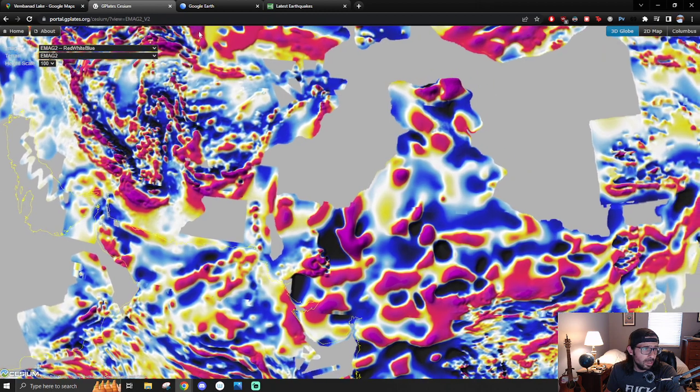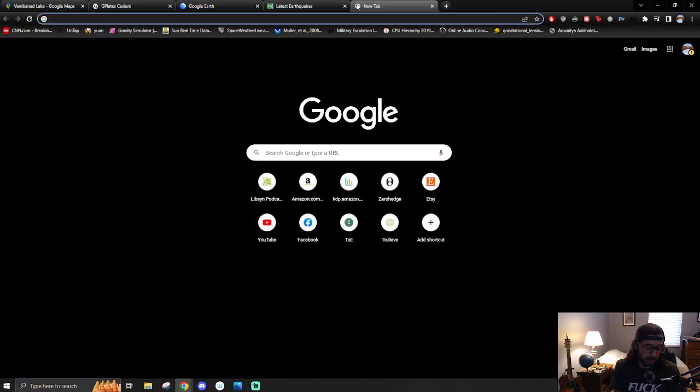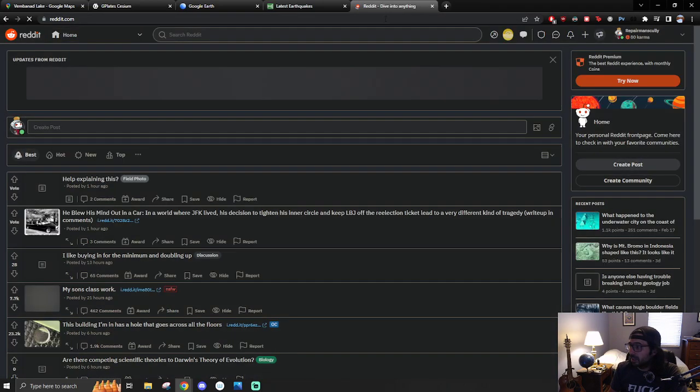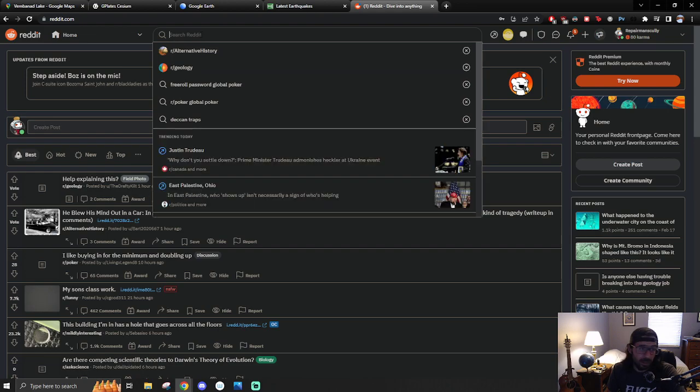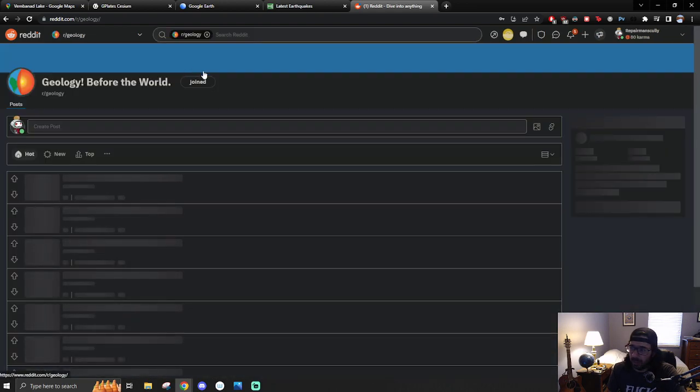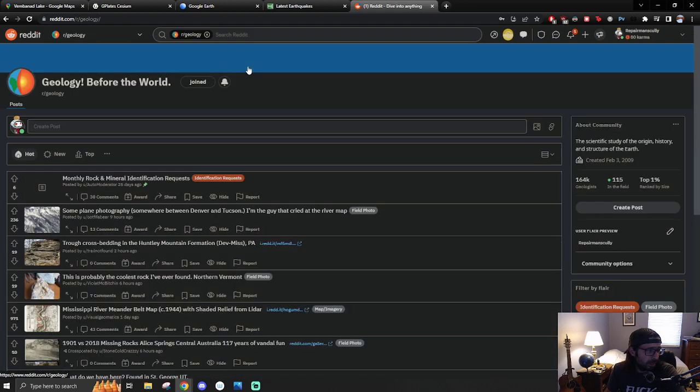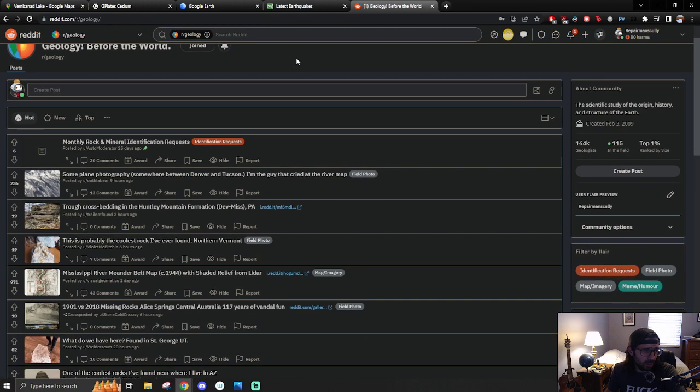Not relevant, but maybe I can go to Reddit. Let's go to Reddit geology. Pardon the lighting. I know it's real dark in here. I need to bring my lamp in, the lighting lamp that I need my trellis for.